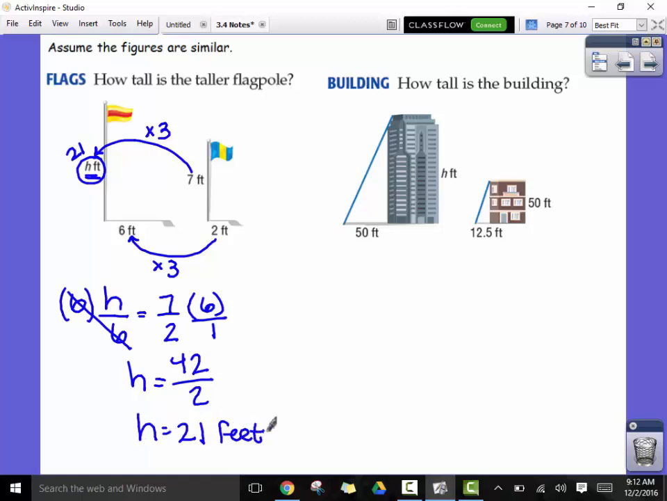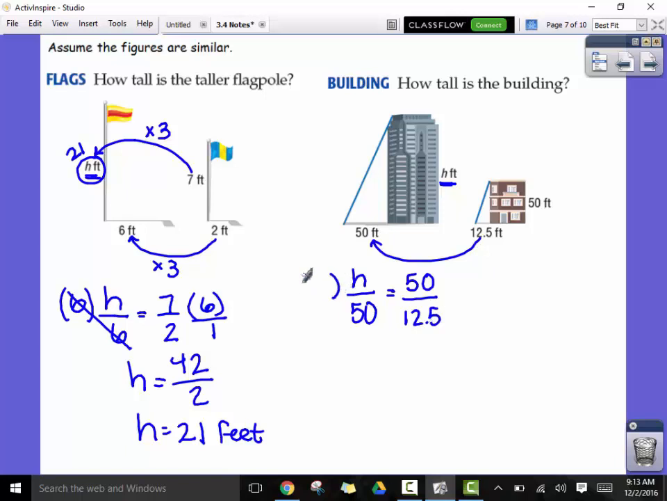On the second one, it's a little bit trickier because now you're trying to figure out 12.5 times what is 50. Okay, this one I suggest if you aren't good with figuring out scale factor, then you would set up a proportion. So the height over its shadow, which is 50, equals the height of the smaller building, 50, over its shadow, which is 12.5.